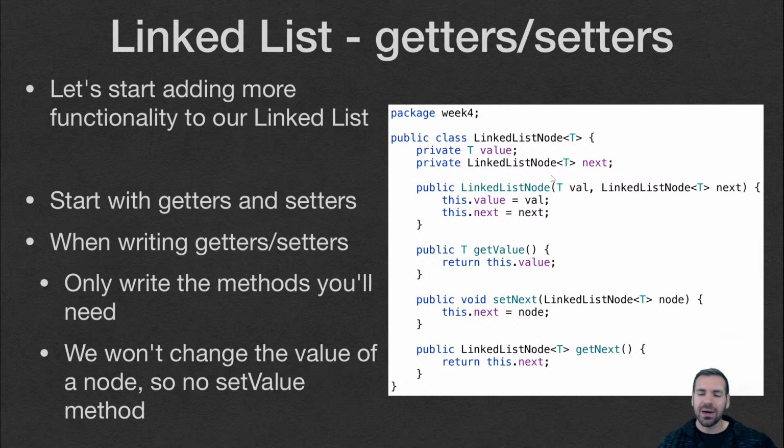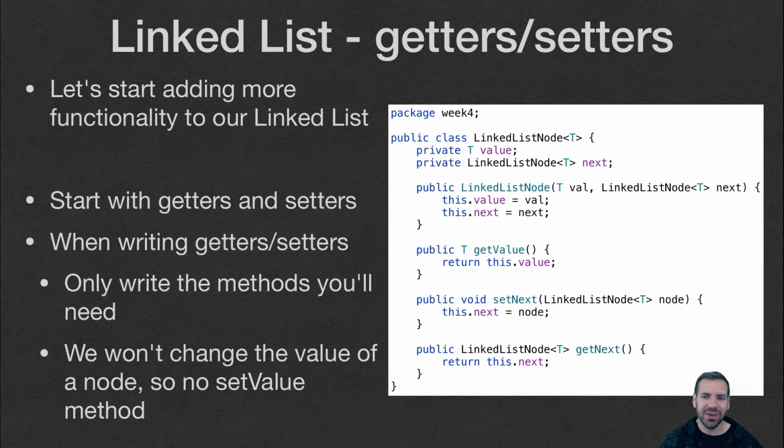So I'm going to write our getters and setters: a getter for value, a setter for next, and a getter for next. I'm not going to have a set value. For what it's worth, I don't want anybody changing the values of my linked list nodes. If you want a setter for value, that's fine, you can write one. For task 3, there's not going to be any need to set the value after it's set.